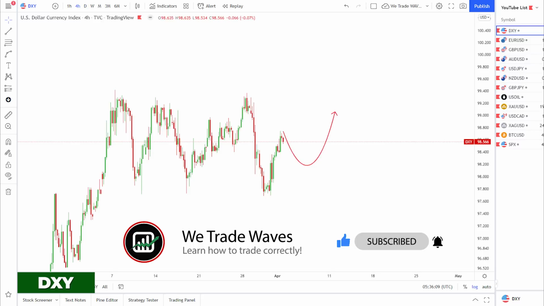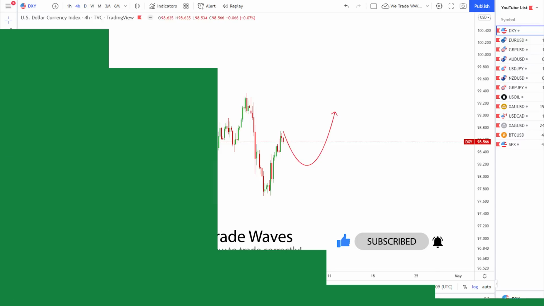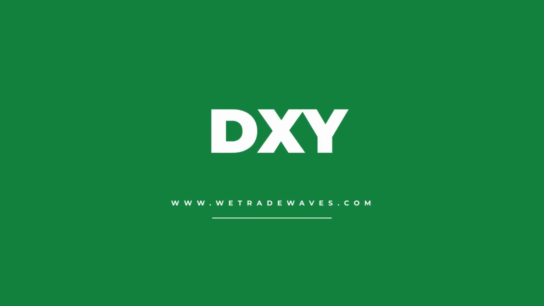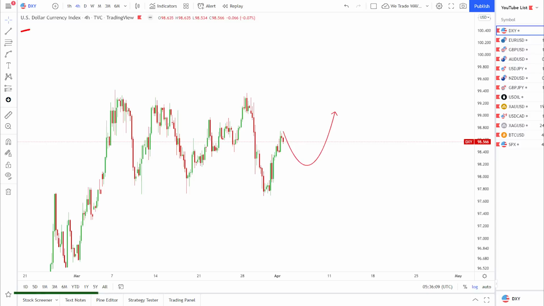Let's dive into the charts. DXY, for this one, last week we said market will be in a sideways move. We've got this up wave, the corrective structure from here to here, it was completed at this top, and then we've got this drop all the way down to break this low and this low.